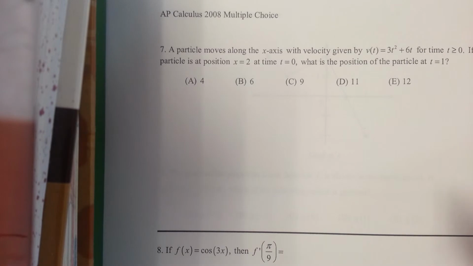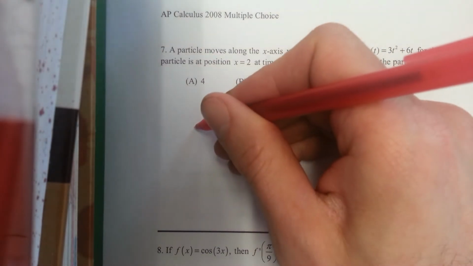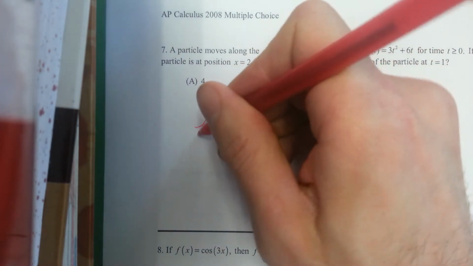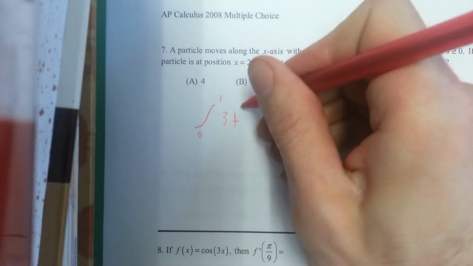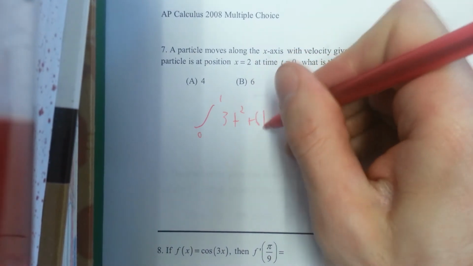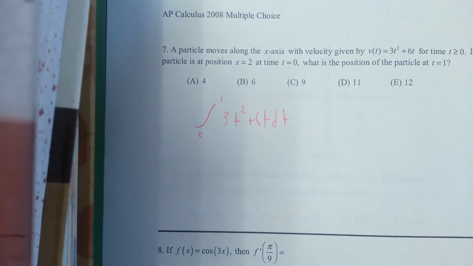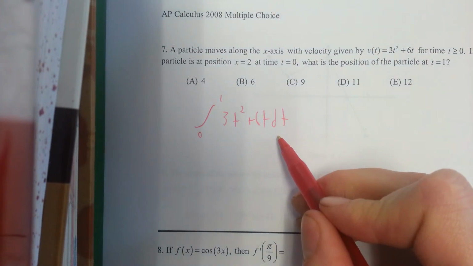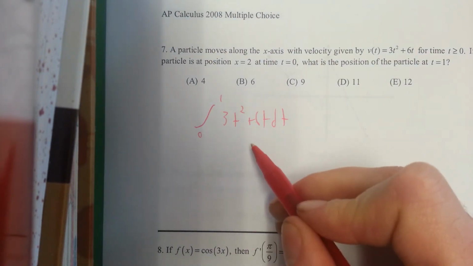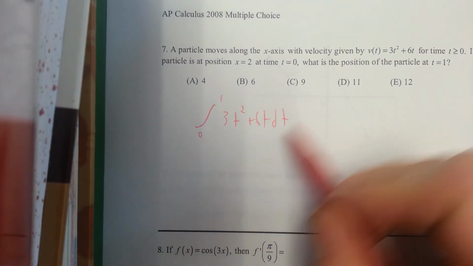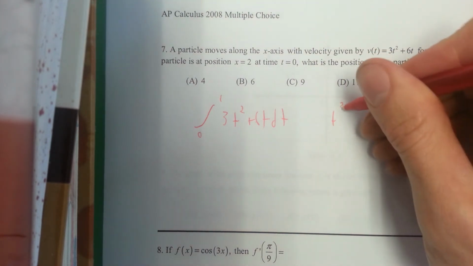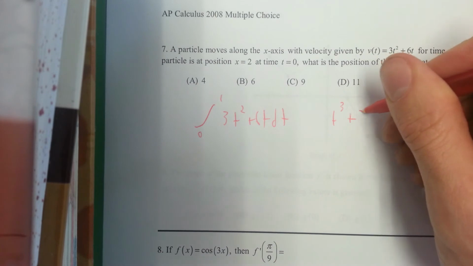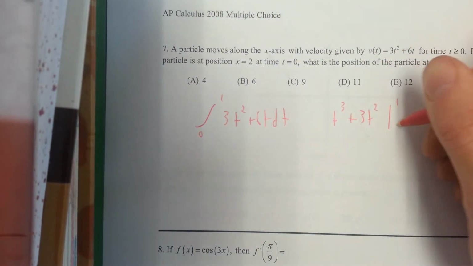Okay, so that's displacement. If I want displacement, I'm going to take an integral from 0 to 1 of the velocity. That will give us the displacement. So here's my velocity, 3t squared plus 6t. This is the total displacement, and you need to know displacement is an antiderivative. The antiderivative here looks like it is going to be t to the third plus 3t squared. I'm going to plug in 1, and I'm going to plug in 0.